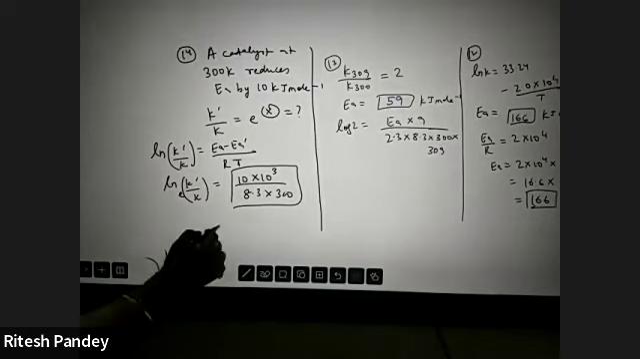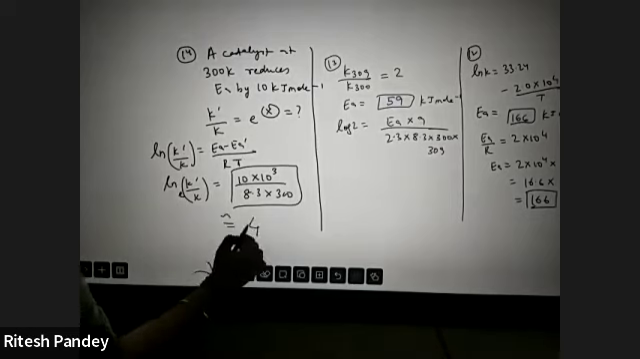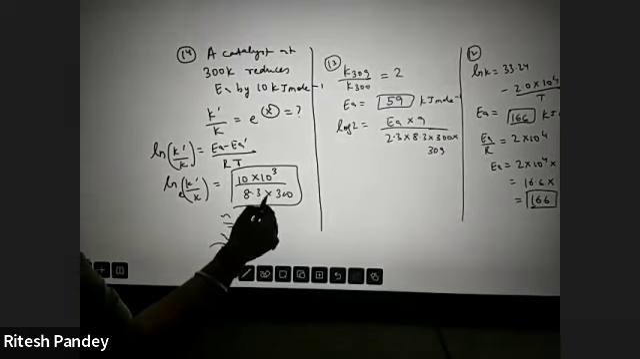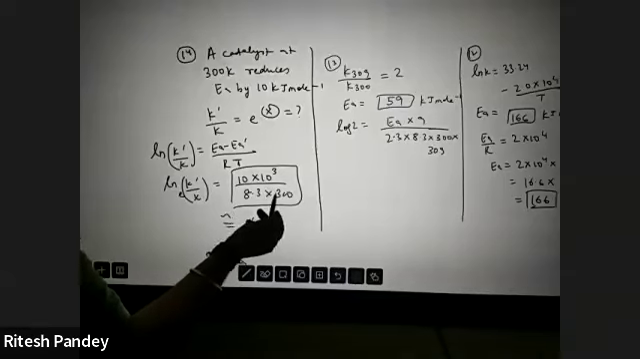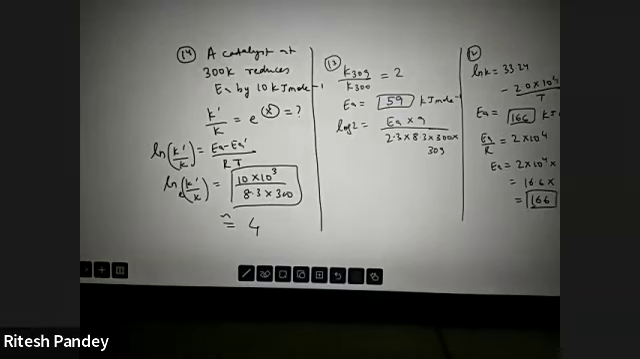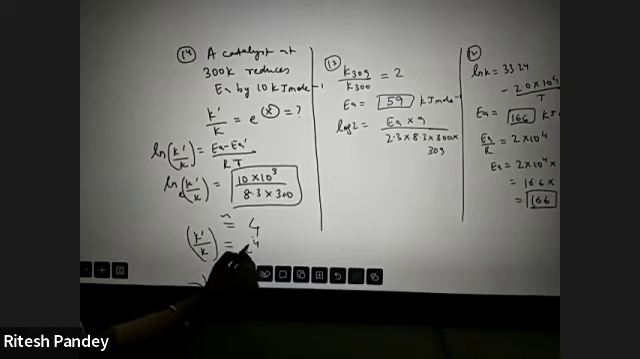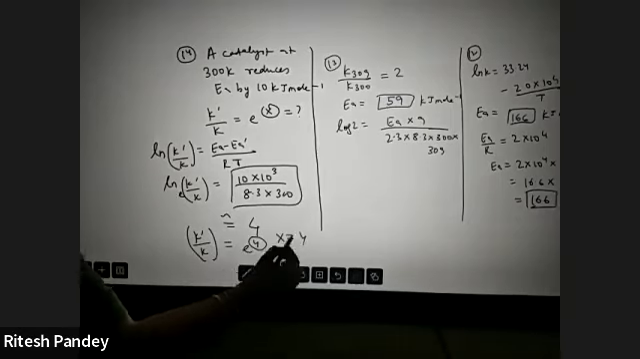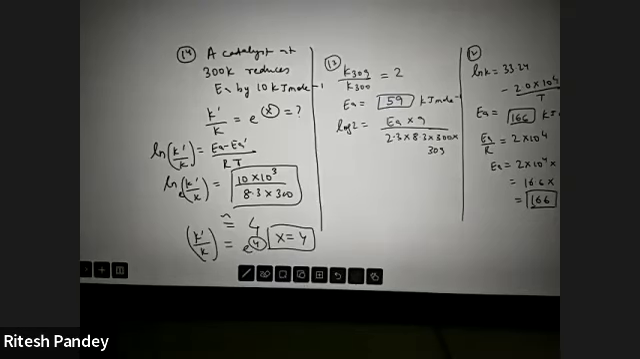ये roughly 4 आएगा. This is not a lot of calculation. 8.3 into 3 is 24.9. इसको 25 लेके ही हो जाता है. ऊपर में 100 बचेगा. ऐसा क्वेश्चन है तो ठीक है, टेंशन नहीं है.